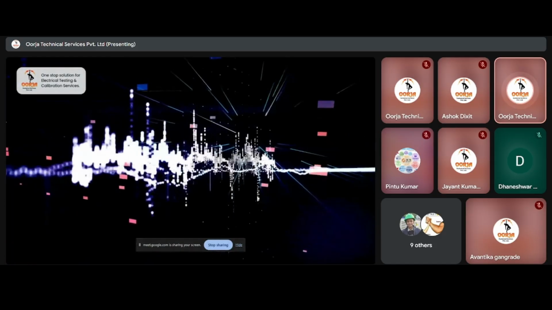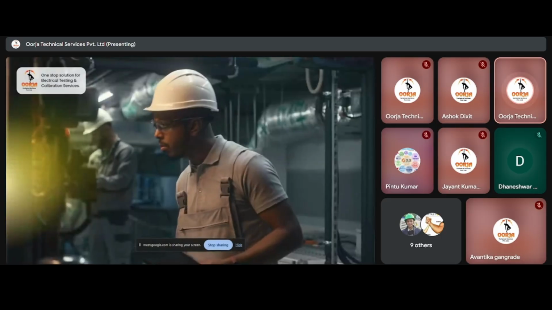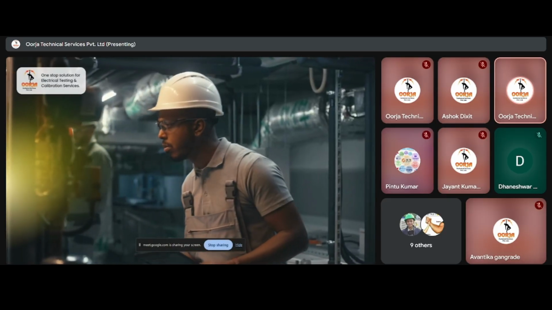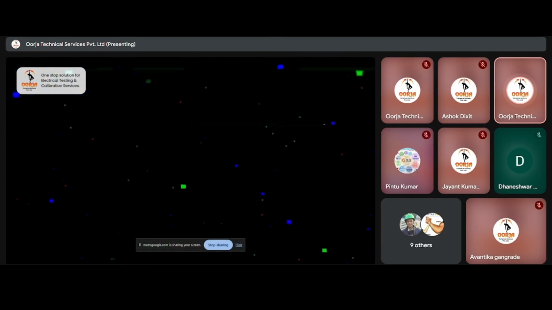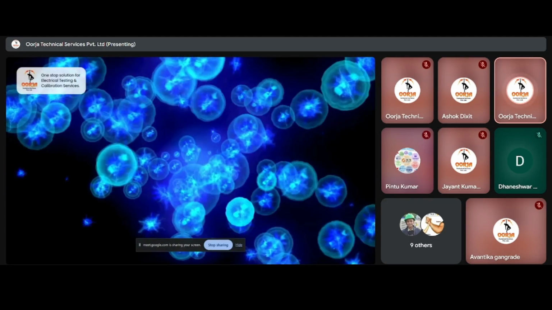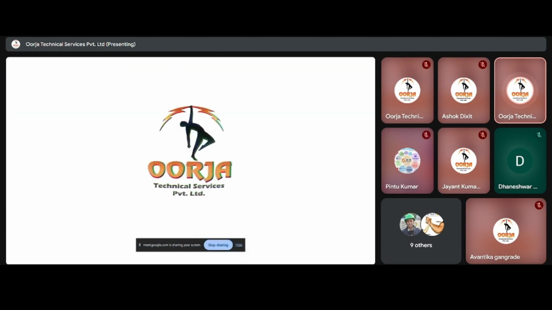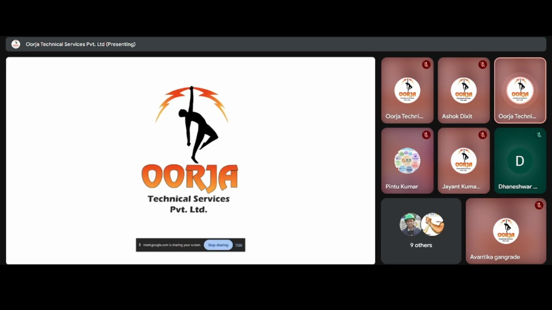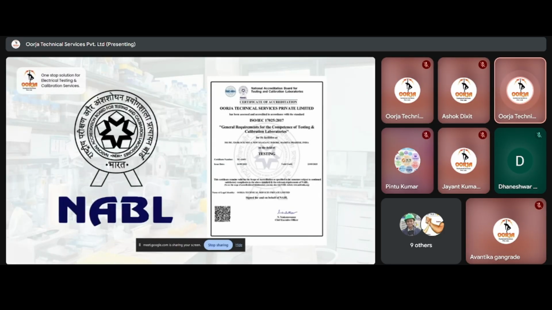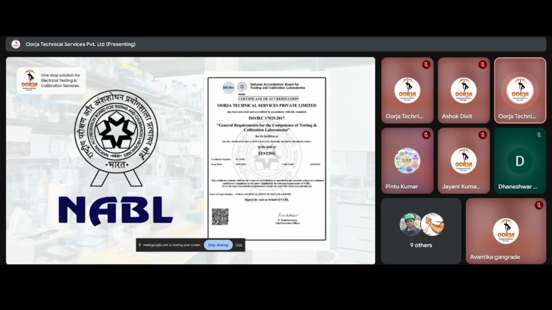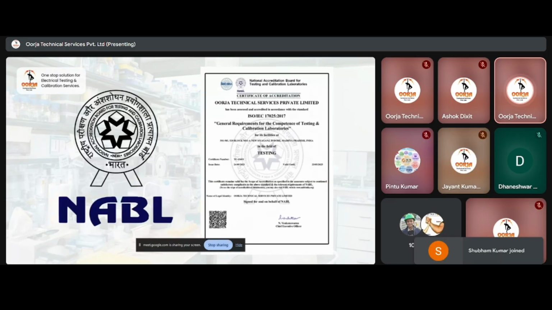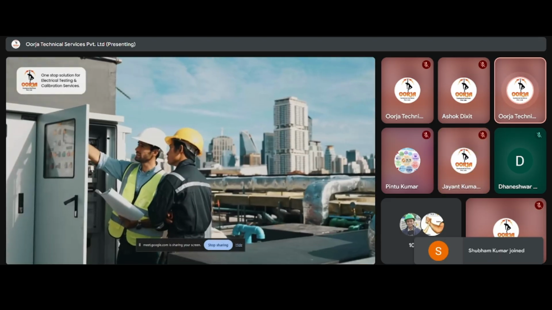Harmonic distortions are another critical issue, causing excessive heating in critical equipment, which can lead to equipment failure, reducing efficiency, and increasing power losses. We, Oorja Technical Services Pvt. Ltd., an ISO IEC 17025 NABL accredited laboratory, perform on-site power quality analysis.